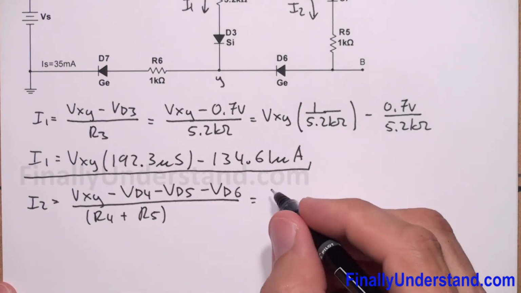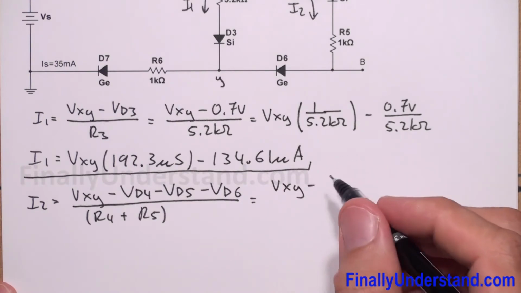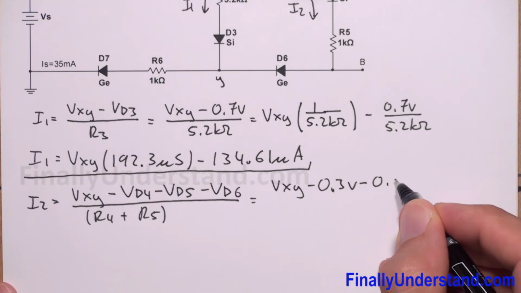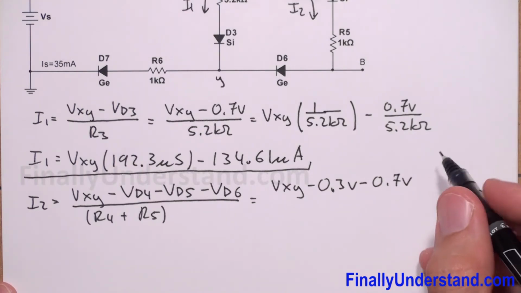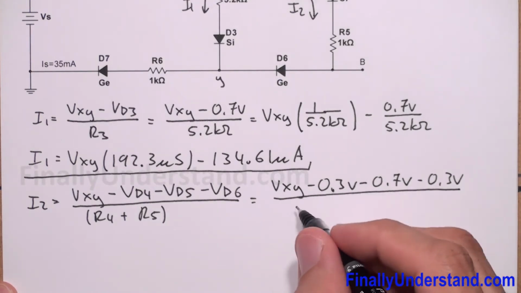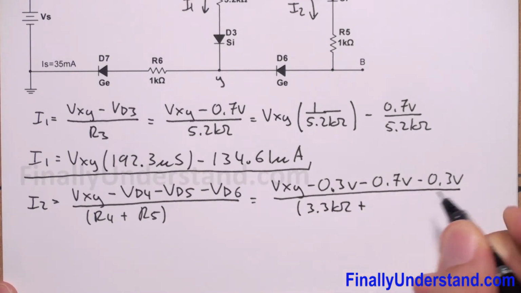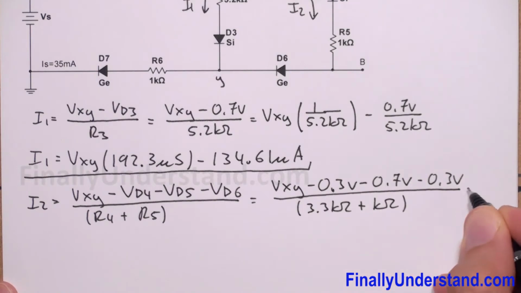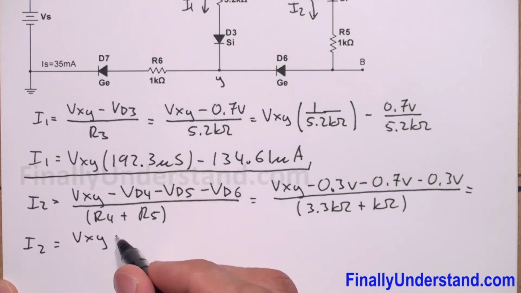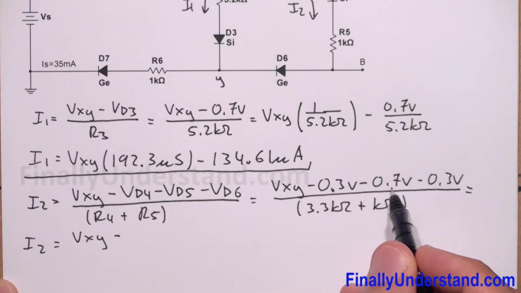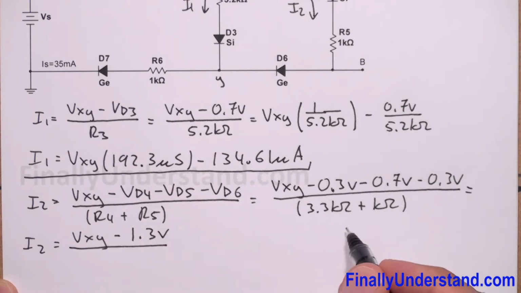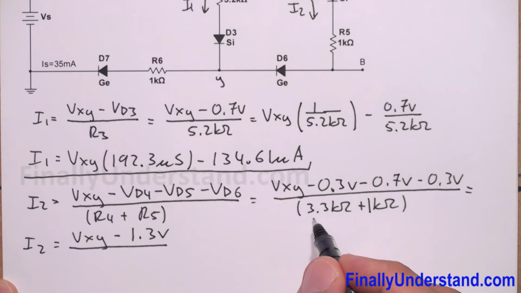So this is equal to Vxy minus VD4. This is a germanium diode, so this is simply 0.3 volts, minus VD5, which is 0.7 volts, minus VD6, which is equal to 0.3 volts, over R4, which is equal to 3.3 kiloohms, plus 1 kiloohm. So I2 is equal to Vxy minus 0.3 minus 0.7, which is minus 1 volt, minus 0.3 is minus 1.3 volts, over 4.3 kiloohms.